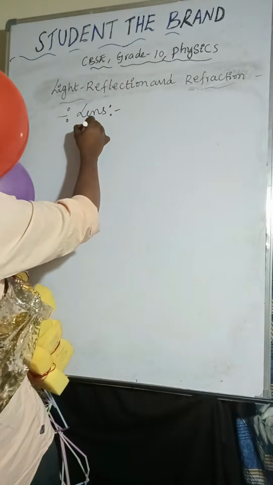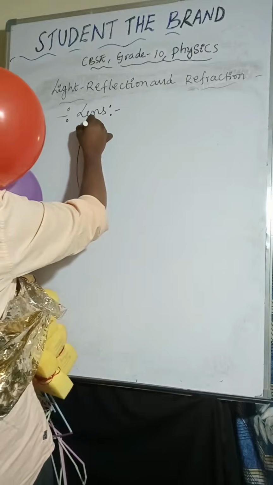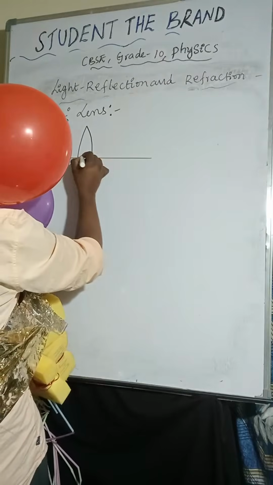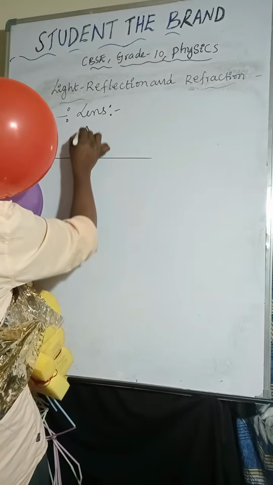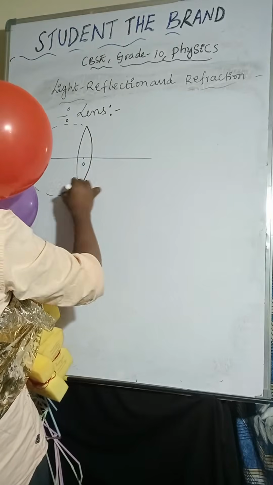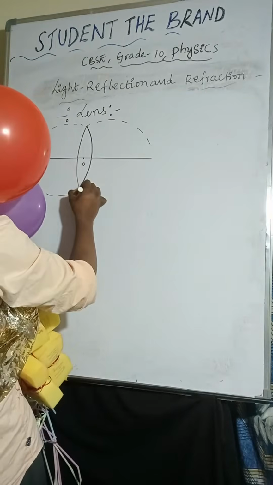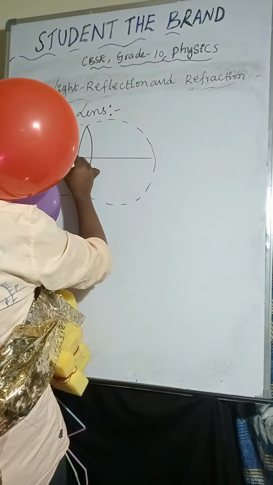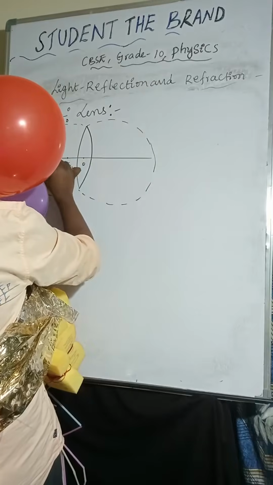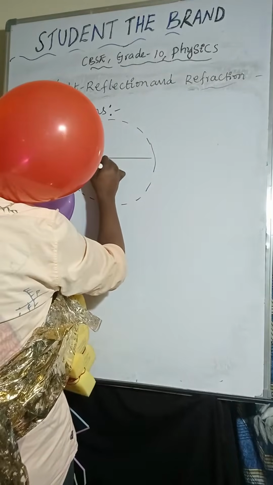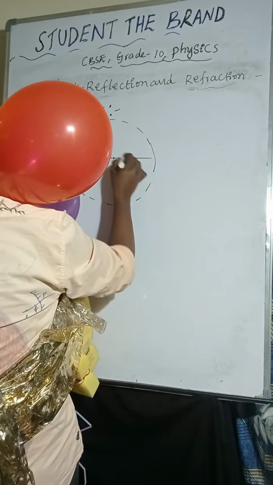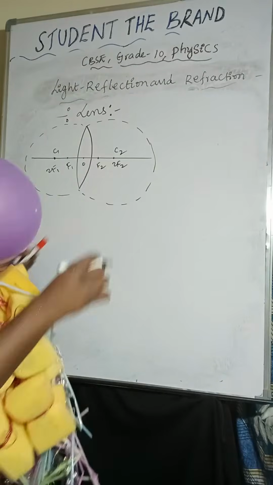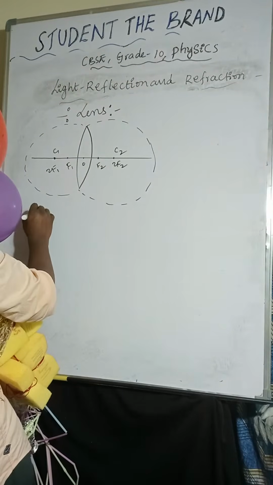Okay, so I am taking the convex lens. So here this is the convex. So this is the optic center. So this is a part of the lens, and here also part of the lens. Okay, so this side I am taking F1, C1 or 2F1. This is F2, 2F2 or C2. Okay, so this is a convex lens.